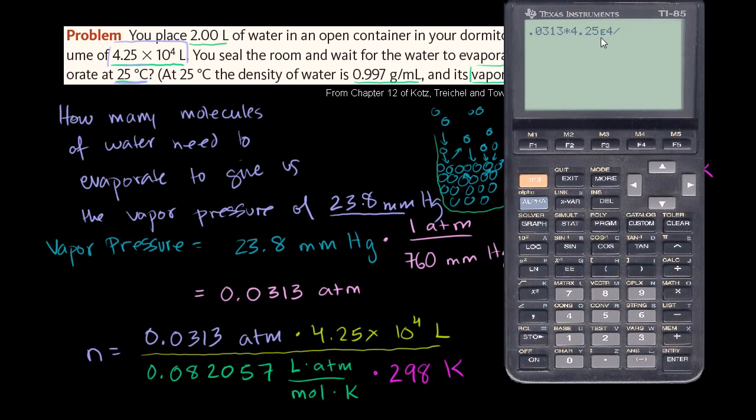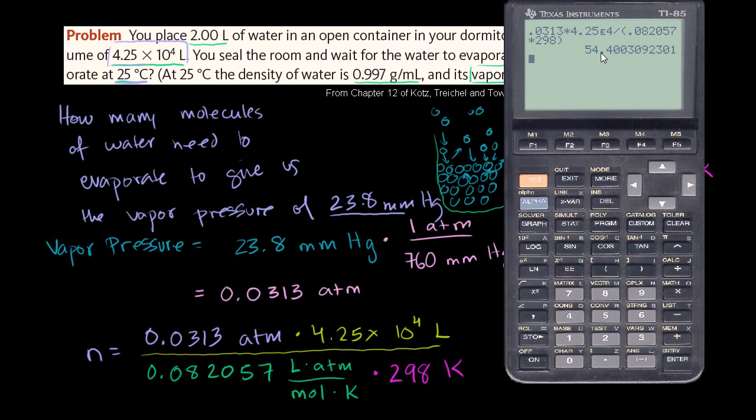And then divided by 0.082057 divided by, so, actually, let me make it clear, let me show you that I'm dividing by this whole thing. So let me insert some parentheses right here. And so in the denominator, we also are multiplying by 298. And let me close the parentheses.